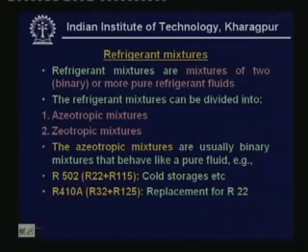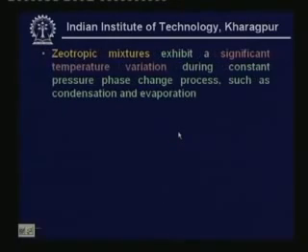Then you also have R410A. This is R32 plus R125. Even though I am calling it an azeotropic mixture, its number is 4. This is what is known as a near azeotropic mixture. That means its temperature variation during phase change is very small. It is a replacement for R22.